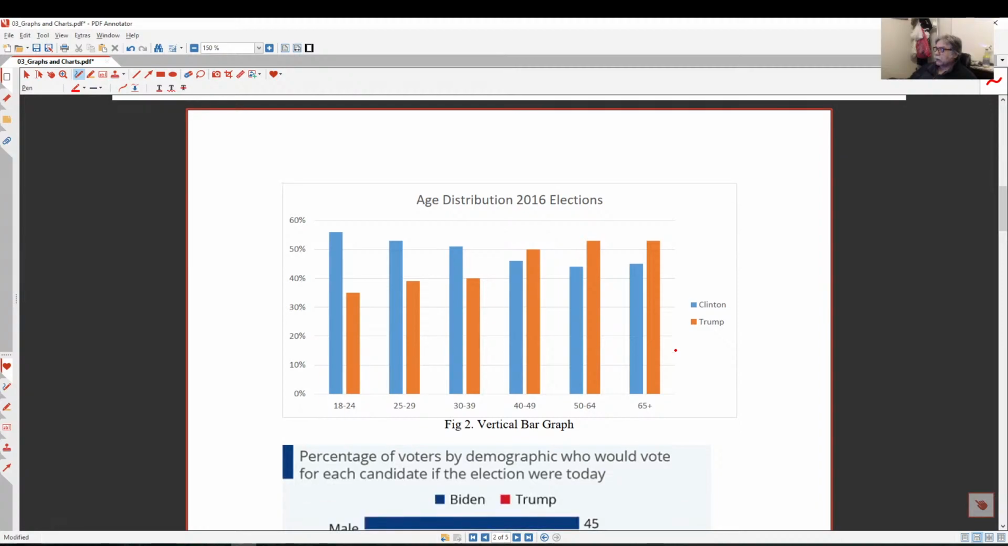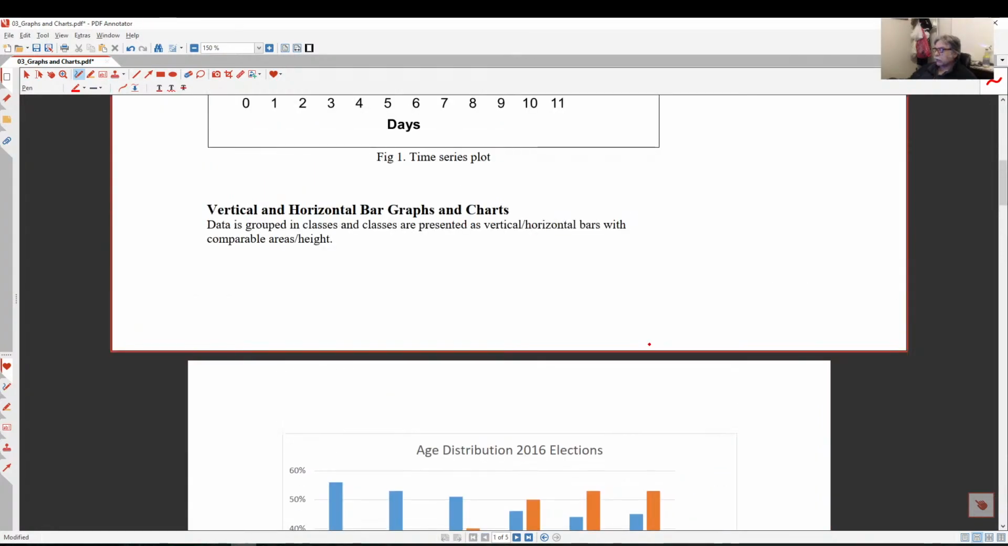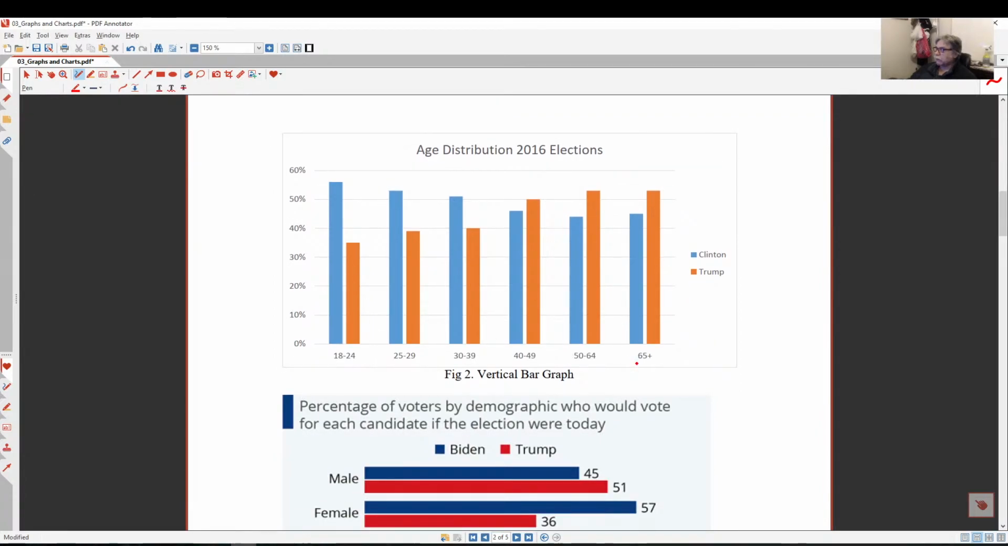The next one is a vertical bar graph. We have vertical and horizontal bar graphs. So this is the vertical bar graph that tells you something about the age distribution of the 2016 election. The bars are proportional. That represents the percentage of voters in the age group. So for example, in the age group 30 to 39, we have about 51% voting for Hillary Clinton in the 2016 election, and about 40% voting for Donald Trump. So they're color coded relative to the candidates.